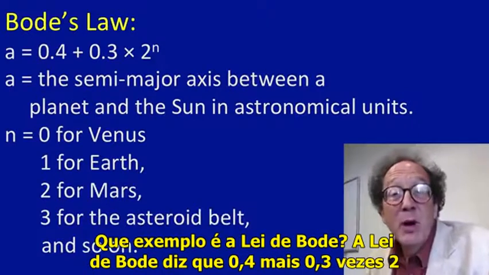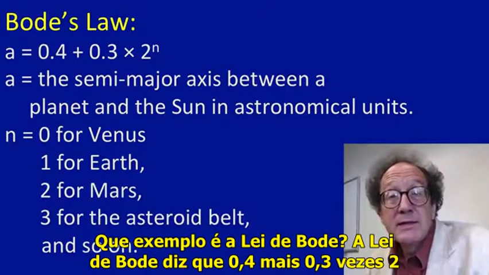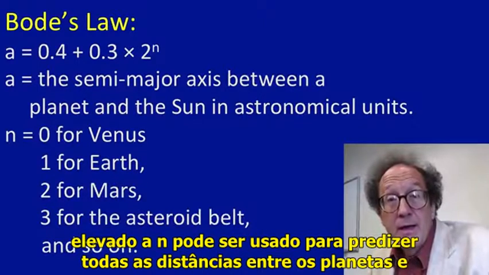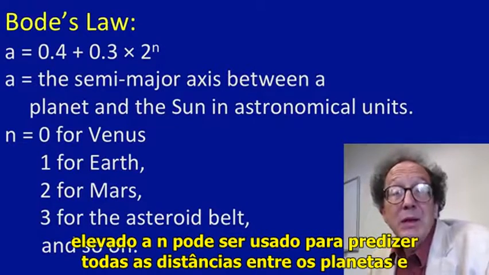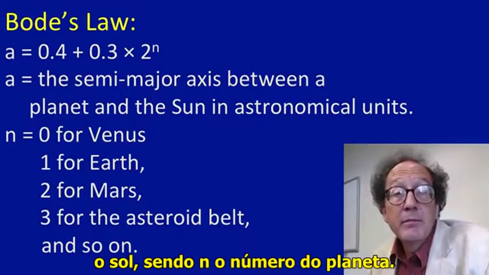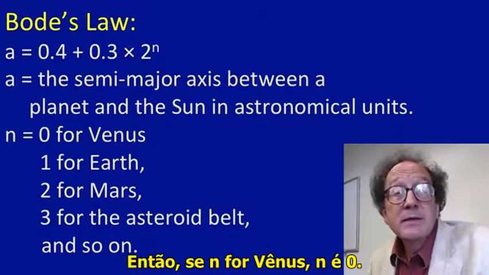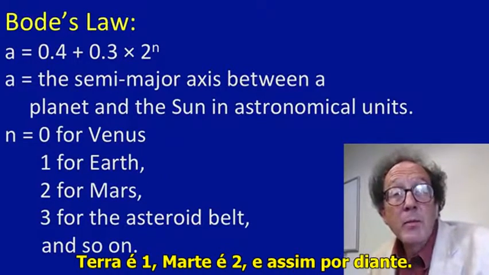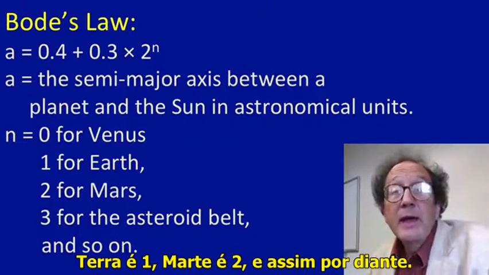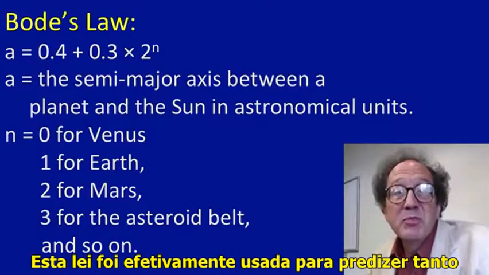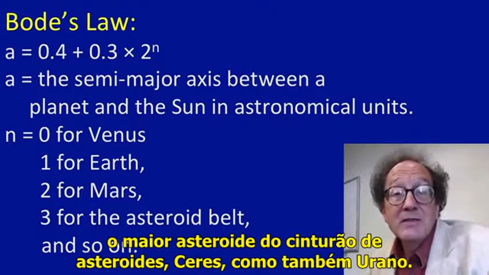One example is Bode's law. Bode's law says that 0.4 plus 0.3 times 2 to the n can be used to predict all the distances between planets and the sun, where n is the number of the planet. So if n is Venus, then n is 0, Earth is 1, Mars is 2, and so on. This law was actually used to predict both the largest asteroid in the asteroid belt, Ceres, and also Uranus.